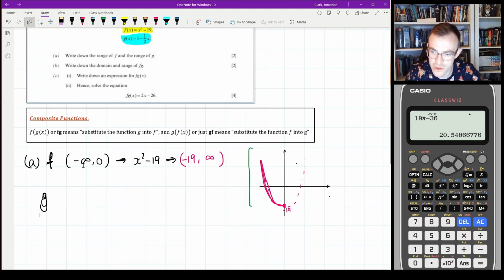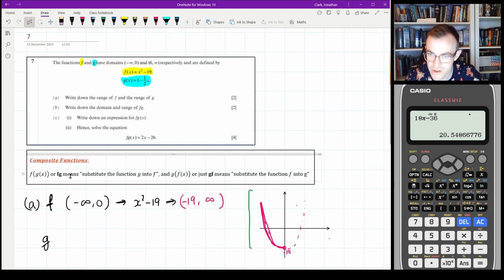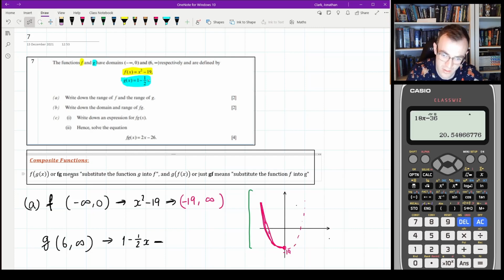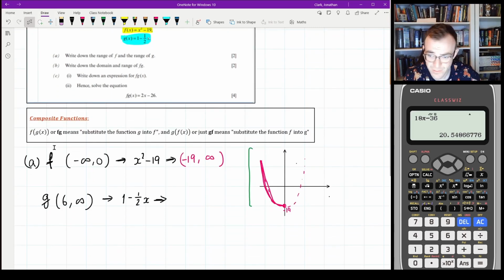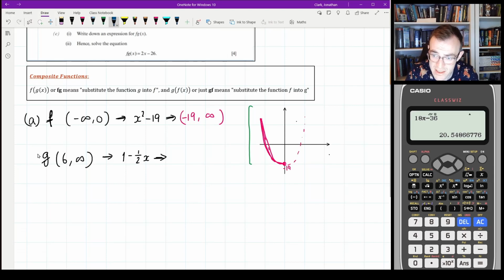Let's have a look at g. Oh, that is terrible. Let's just write that again. So g is the function where 6 to infinity goes in, and the equation is 1 take away a half x. And once again, we're wondering what comes out. So if you plug 6 into the function, you're going to get 1 take away a half of 6, which is going to work out as 1 take away 3, which is minus 2.